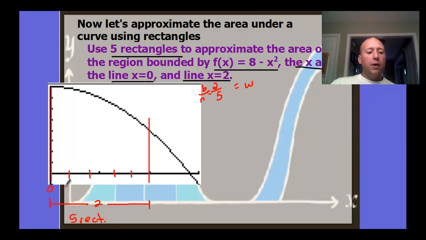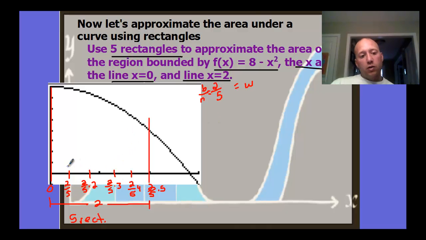Now I can represent that another way. This is 0, so this is 2/5. The next value could be 2/5 times 2. This next x value is 2/5 times 3. The next one is 2/5 times 4. And the last one is 2/5 times 5. And I want to write it in that way so you can kind of see the sequence here, where we have 2/5 times 0, 1, 2, 3, 4, 5.